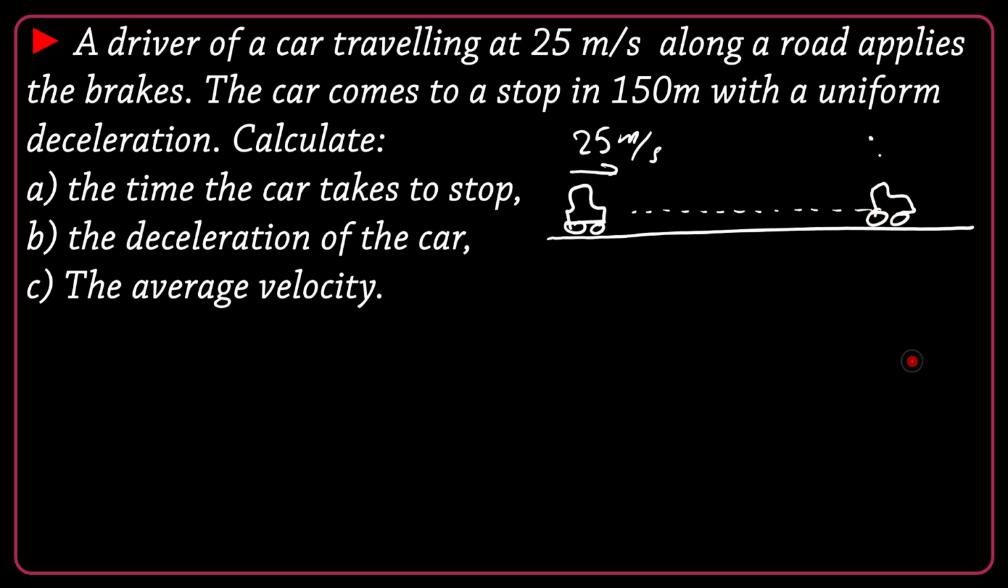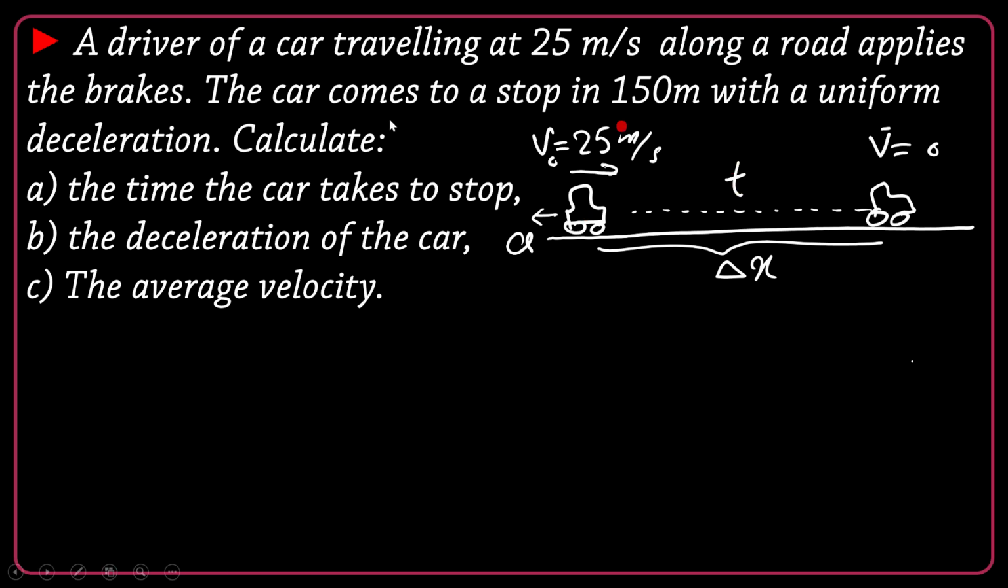And the stopping point is here. So the final velocity is 0, the initial velocity is 25, and this is the total displacement. Acceleration must be negative, because the velocity is to the right, so acceleration must be to the left to slow down the motion. And it takes a time of t. Okay, the first part A, the time the car takes to stop. First approach is based on the velocity-time graph.